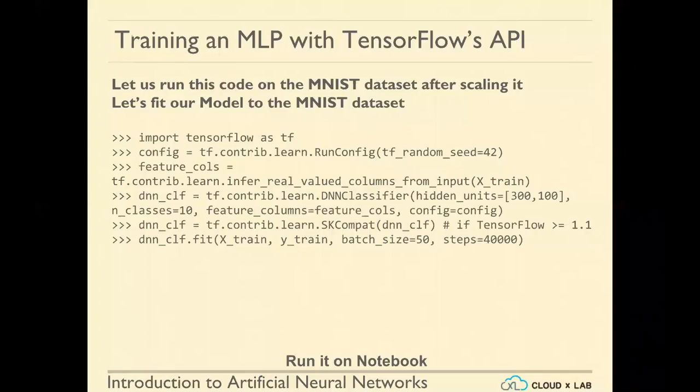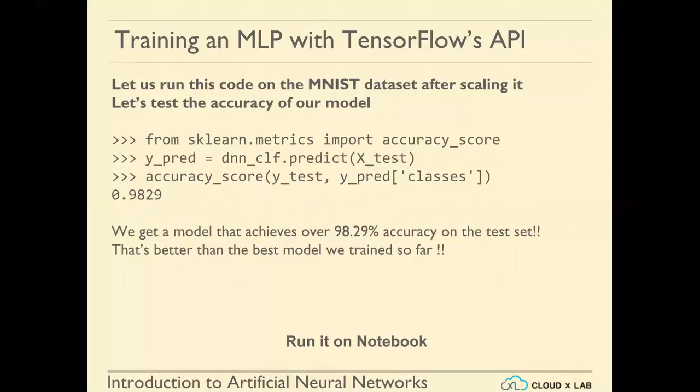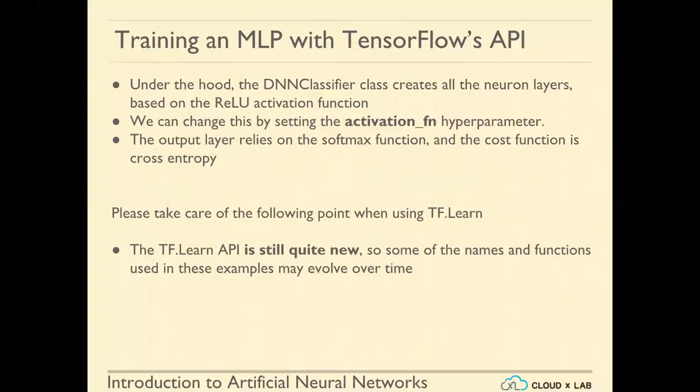So we basically ran this part, and we also ran this and saw that accuracy was 98.25. Under the hood, the DNN classifier creates all the neuron layers for you, and it uses by default the ReLU activation function. We can change that by changing the activation function parameter. The output layer relies on the softmax function.